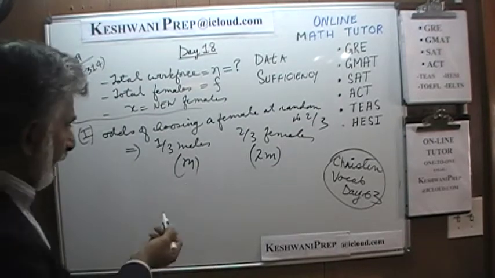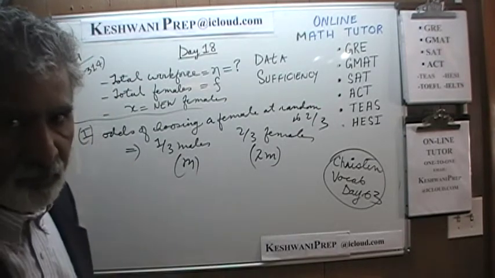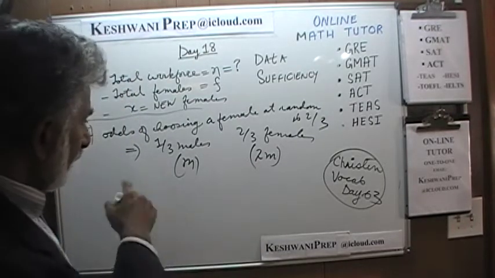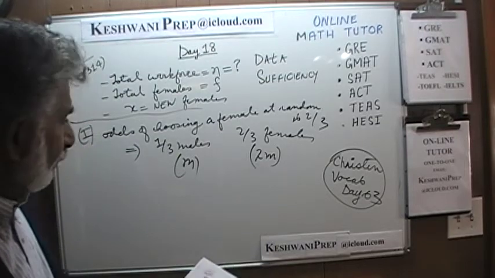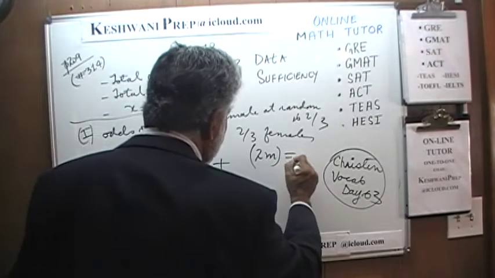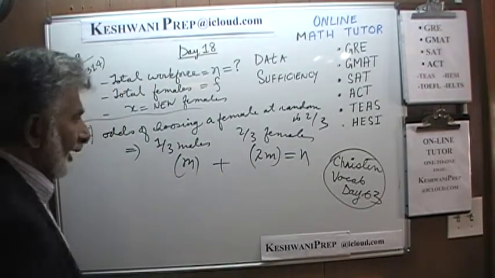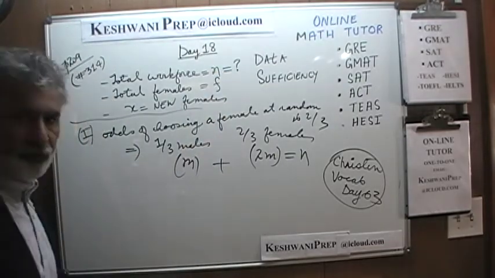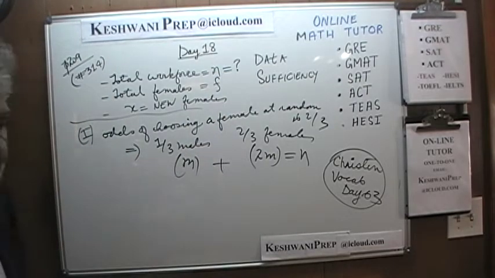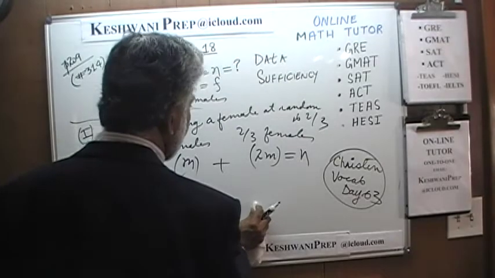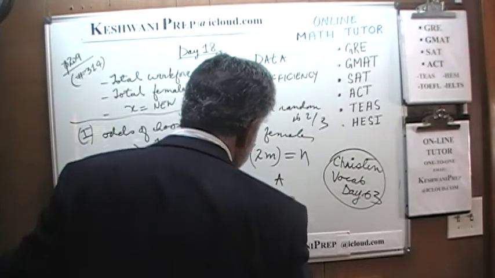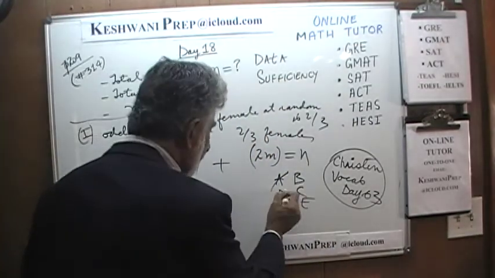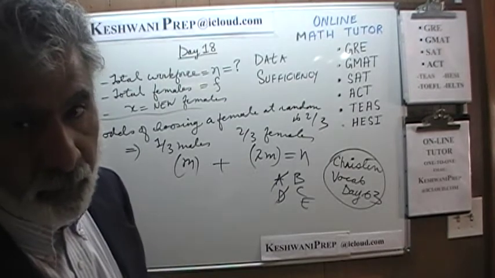If we have M number of males, we have 2 times M females, because the odds of choosing a female is 2/3, 2 out of every three. All we can get out of this is that N equals M plus 2M, and that's all. There is no way for us to figure out what N actually is. The first statement by itself is not sufficient. Let's put it here, A, D, B, C, E. Since the first statement by itself is not sufficient, the answer cannot be A or D. It will have to be either B, C, or E.